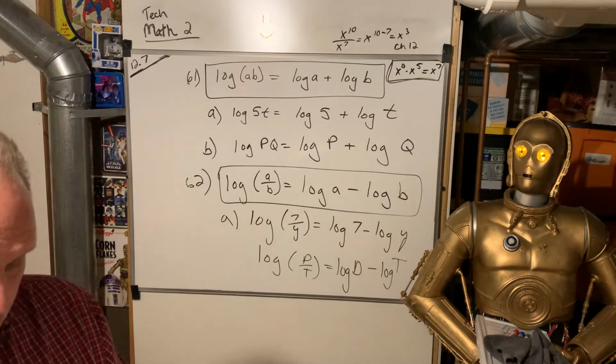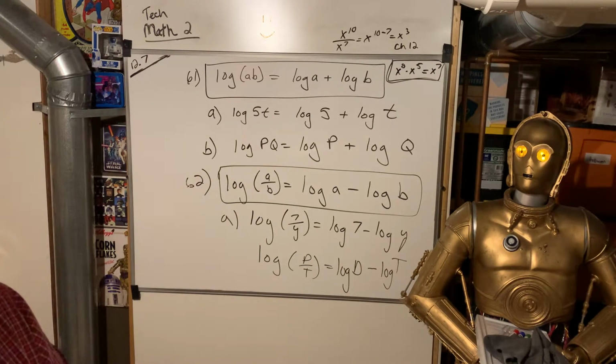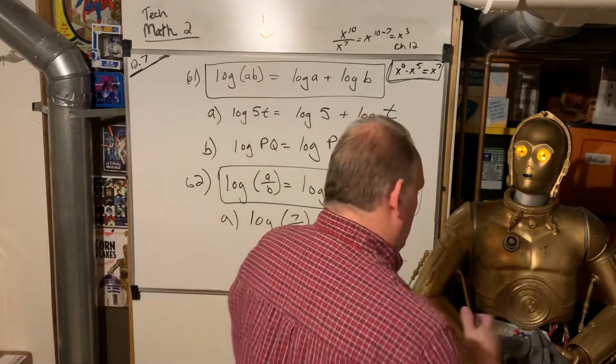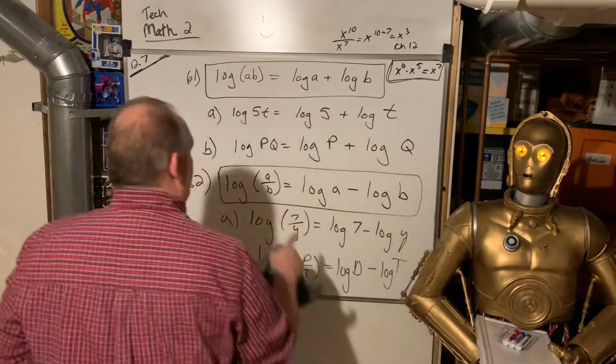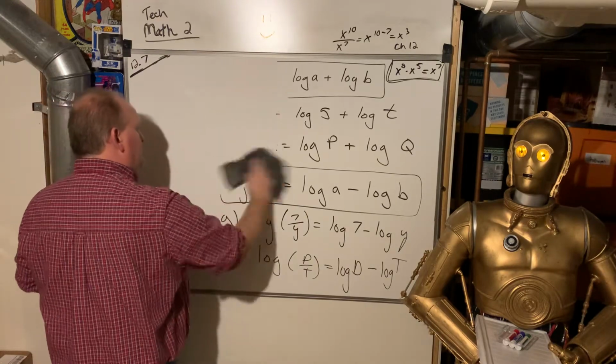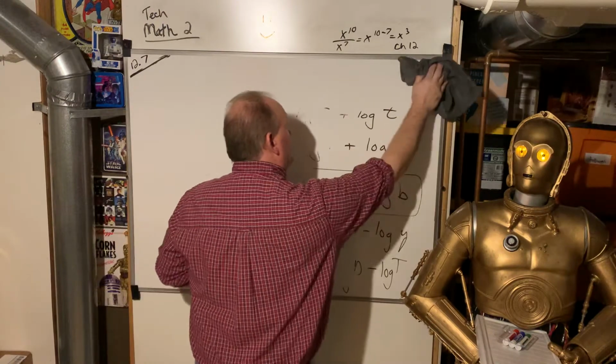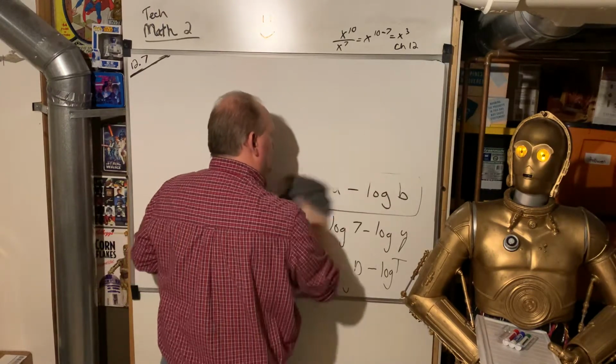And there's one other rule that I'd like to look at, which is the power rule. And with the power, if there's a power on this, you can pull it down front. So let's look at 63. And then we'll apply these rules.